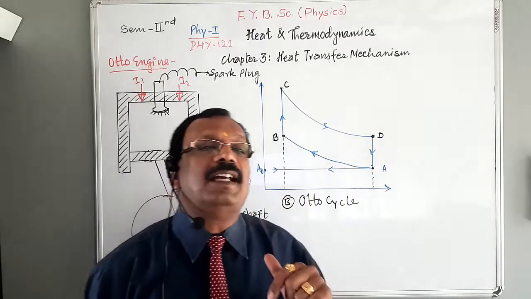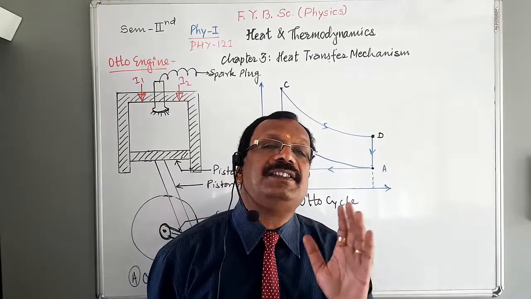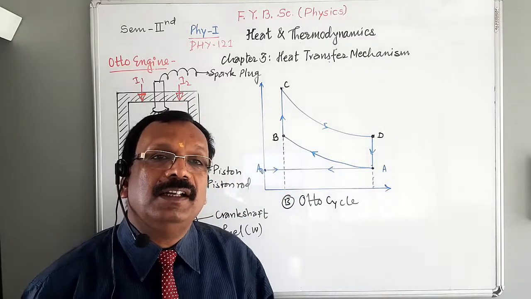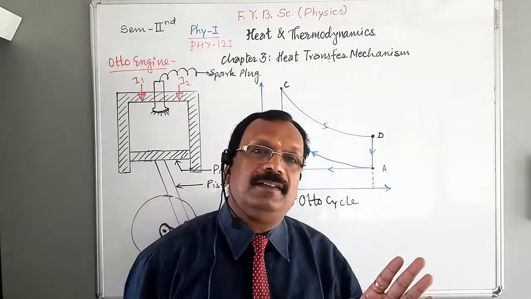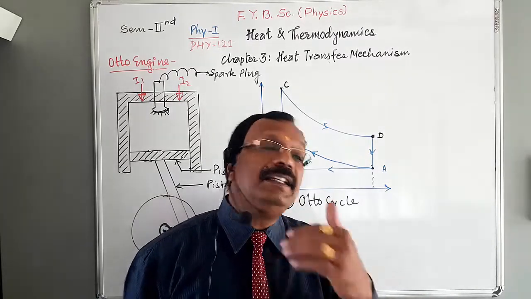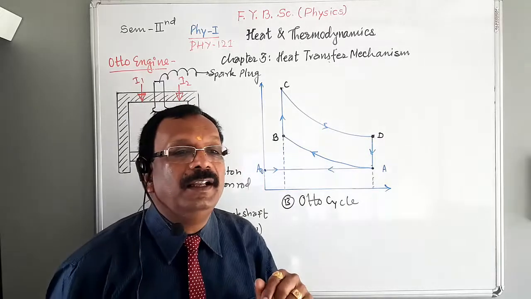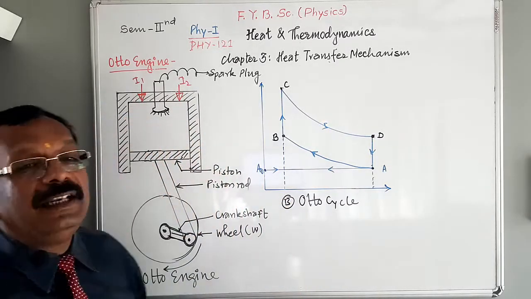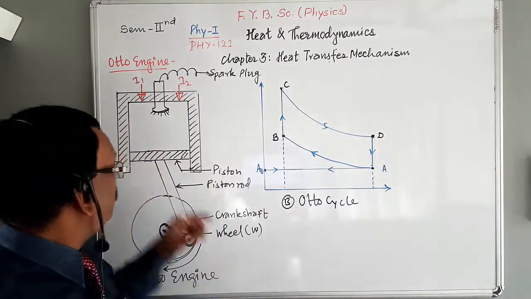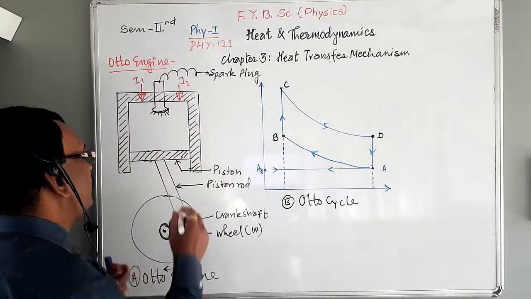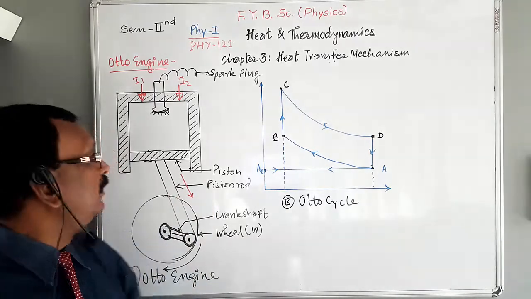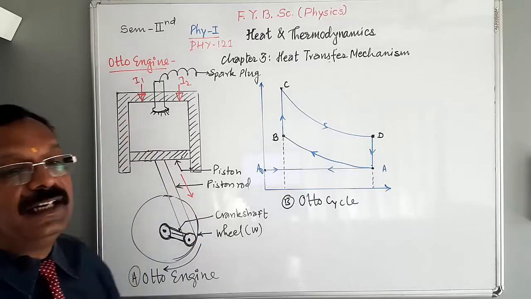As the name suggests, the charging stroke is that stroke in which the charge, that is a mixture of 98% pure air and 2% petrol vapor, is taken into the cylinder. During this stroke, the inlet valve I1 is open, the outlet valve I2 is closed, the piston is moving in outward direction or downward direction, and the charge is taken inside the cylinder.